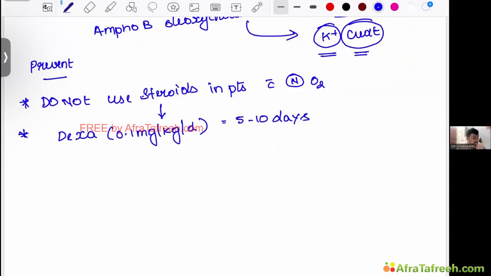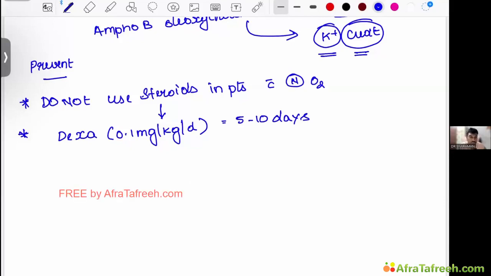Stop Dexa as early as possible, because this is a deadly condition. For that reason, you should be very careful whenever you give steroids in diabetics. This is not only seen in COVID, even in general patients, you should be very careful when you give steroids long term in patients with diabetes.